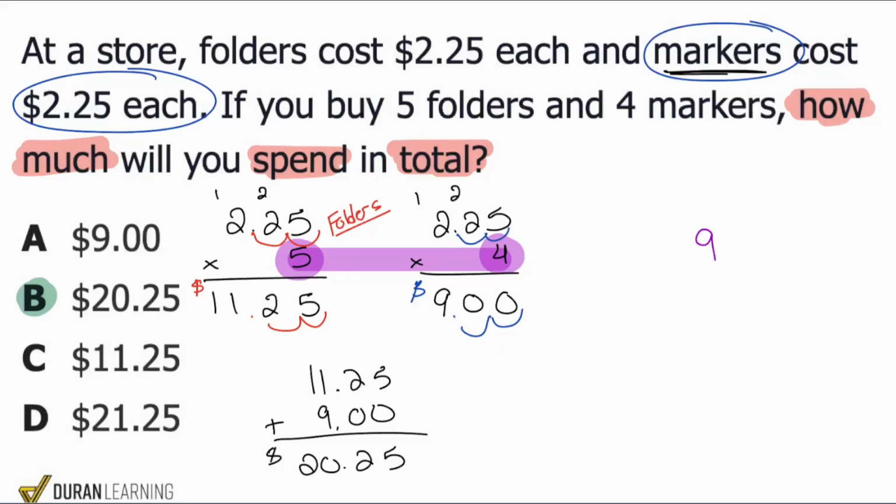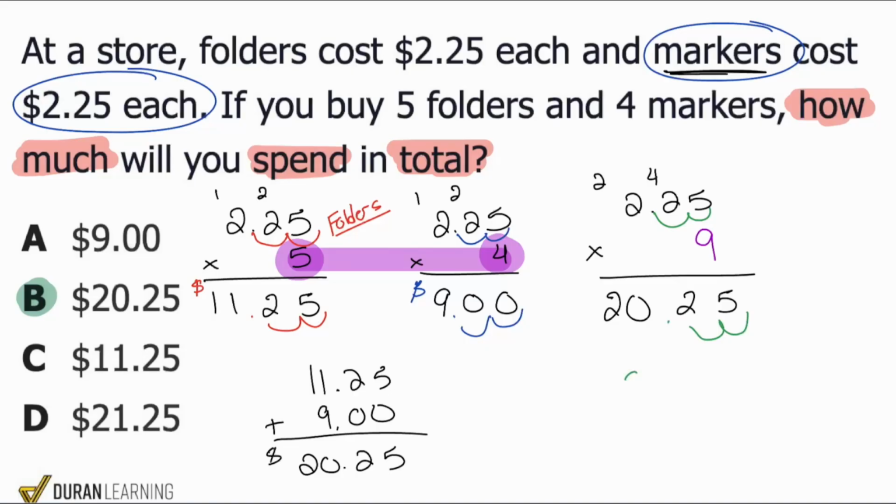Let me show you something pretty cool when we go ahead and just do that multiplication one more time. 225, 5 times 9, 45, carry the 4. 2 times 9 is 18, carry the 4 is 22. 2 times 9, that's 18, carry the 2, and that's 20. And then don't forget to bring those decimals back, 1 and 2, 1 and 2, and we get $20.25, giving us the correct answer in a much, much faster process.